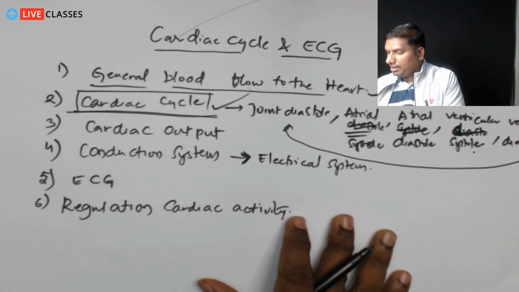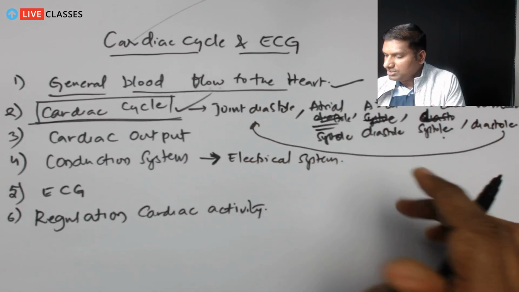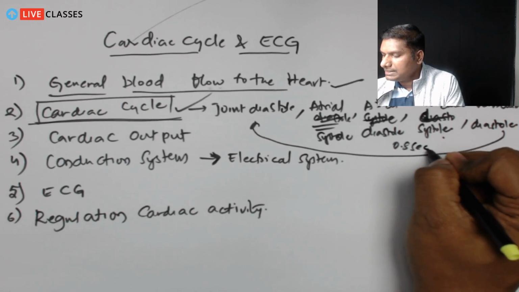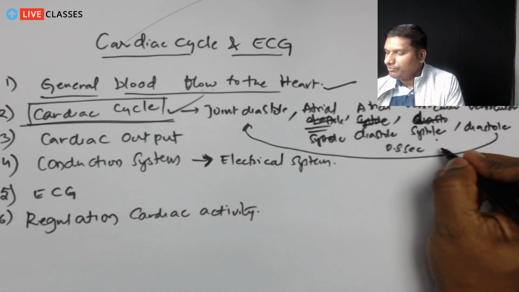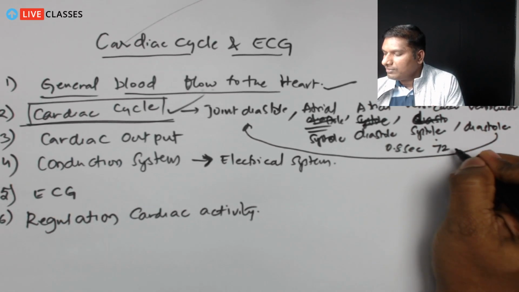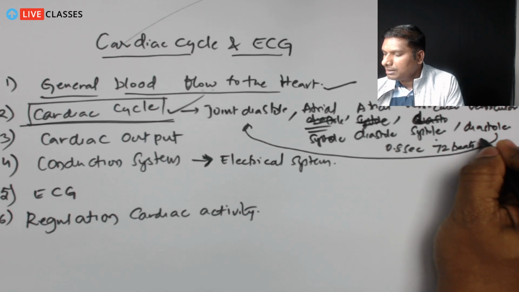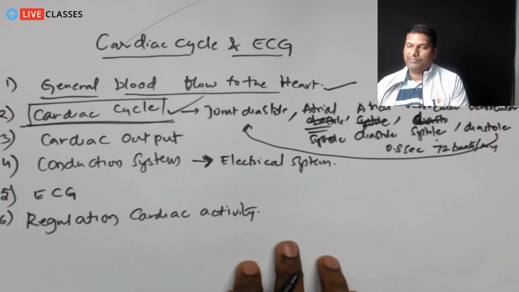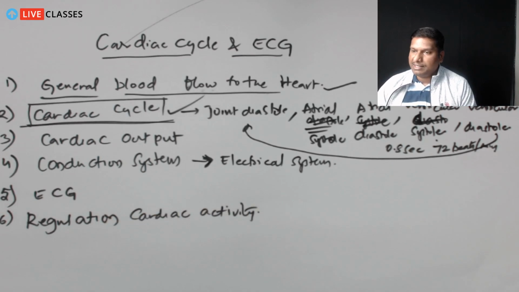Okay, so this is about your cardiac cycle, and this entire process will take 0.8 seconds. That's the reason why you have a pulse of 72 beats per minute. The entire cardiac cycle is considered as one heartbeat.